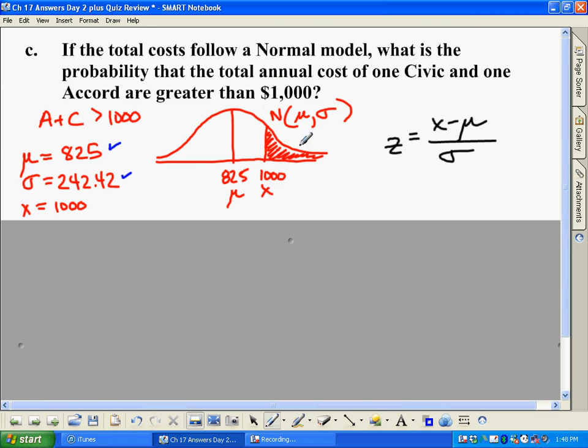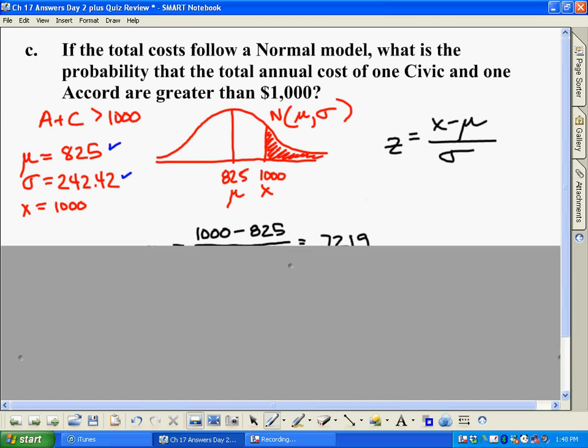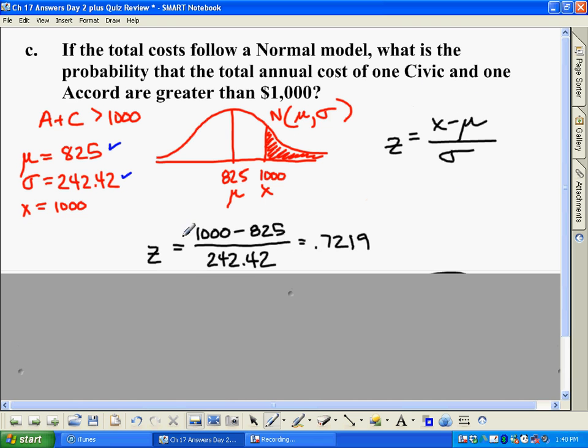So our normal curve would look like this. Mu is in the middle, 825, and we know 1,000. We want to know what's the chance that it's 1,000 or higher. We're going to end up using the formula that we've used here in the past, where z is x minus mu over sigma. So when you plug in the numbers, you'd wind up with z equals 1,000 minus 825, because that's mu, divided by the standard deviation, which ends up with 0.7219. So this 1,000 is not quite a standard deviation above average, but it's pretty close.